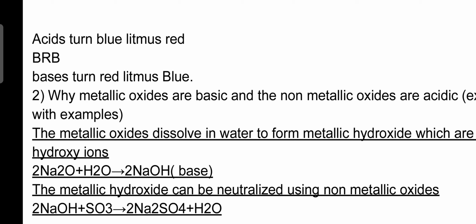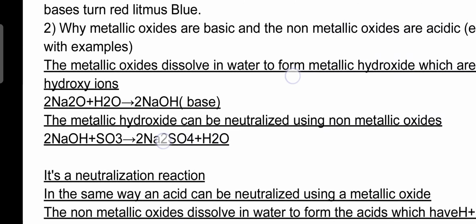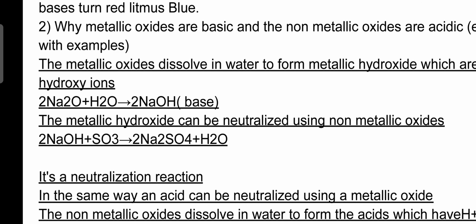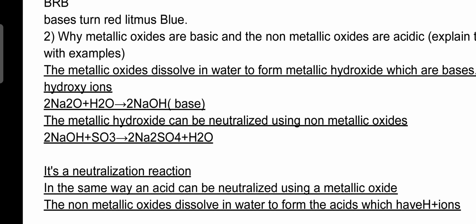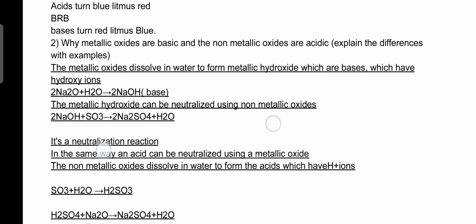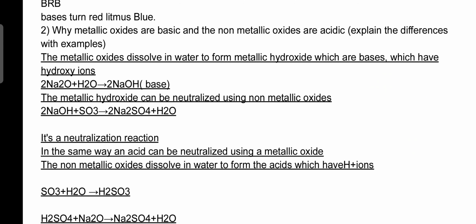So like sodium hydroxide, calcium hydroxide, these will turn red litmus blue. Now, next question is, what are the differences between the metallic oxides and the non-metallic oxides? Or it can also be asked in this way: why are metallic oxides called basic oxides and non-metallic oxides called acidic oxides? Give the examples with equations.